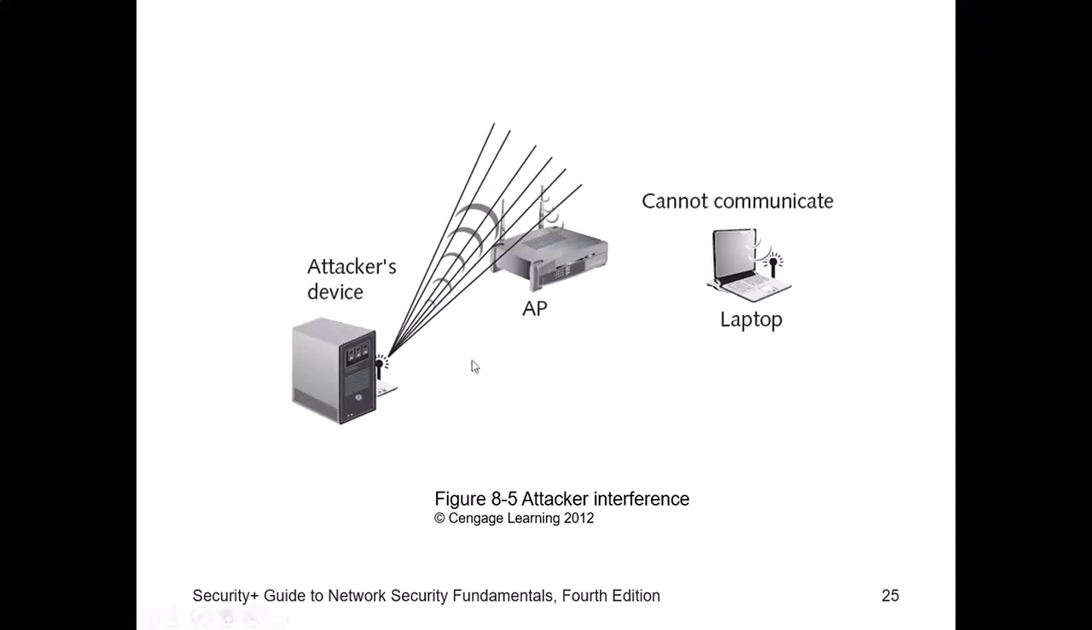All right, so here's an example of an attacker emitting at 2.4 gigahertz. And this guy won't be able to connect because he'll be listening to the attacker, who has a stronger signal than your AP.